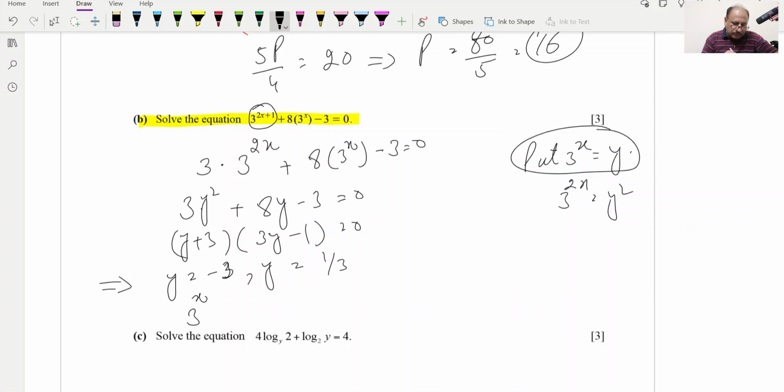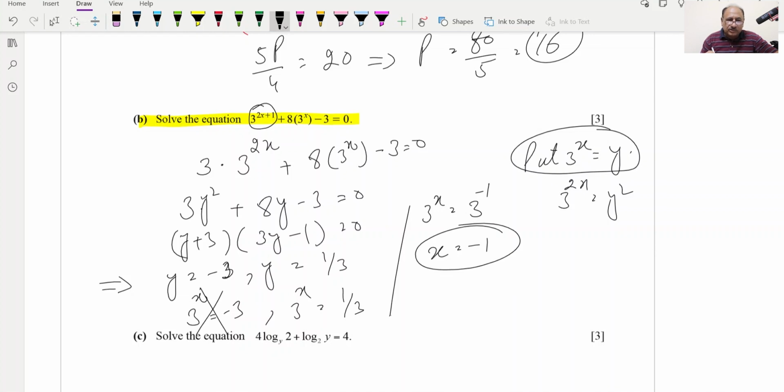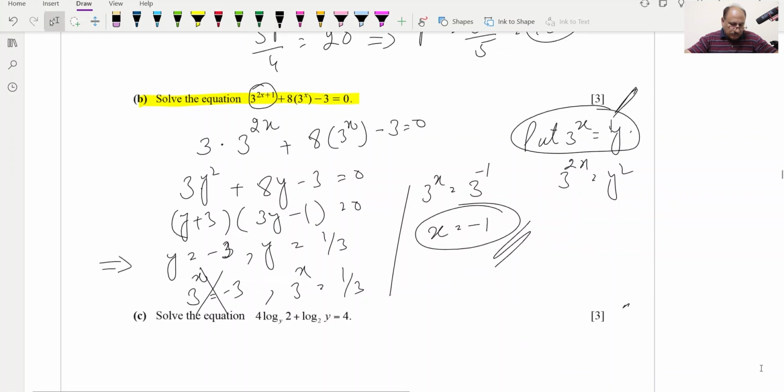3 raised to power x is equal to minus 3 and 3 raised to power x is equal to 1 by 3. So the negative value we will be eliminating, because if we take log, this will be giving us log of minus 3, which is not possible, and we can solve this other equation. 3 raised to power x is equal to 3 raised to power minus 1, so bases are same, and powers can be compared, so x is equal to minus 1. This will be the final answer for this one, and this is basically a 3-mark question.